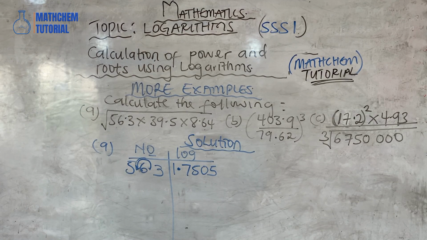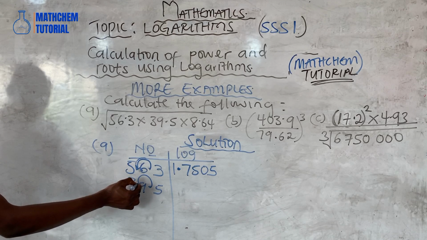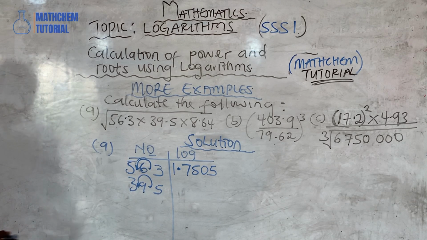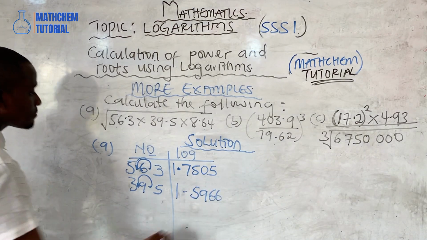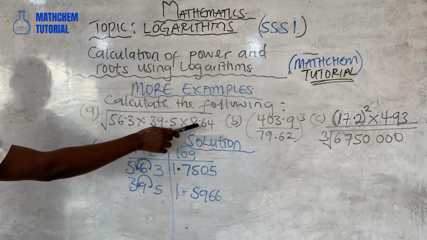After I write 7505, the next number we have here is 39.5. The decimal point is not in the normal place, where it is supposed to be. So I will also shift the decimal point once, and it's also going to be 1 point. Then I will check my four-figure table, 39 under 5. 39 under 5 gives 5966. Difference, nothing. So I will come here and write 5966. After writing that, I have another number here which says 8.64.